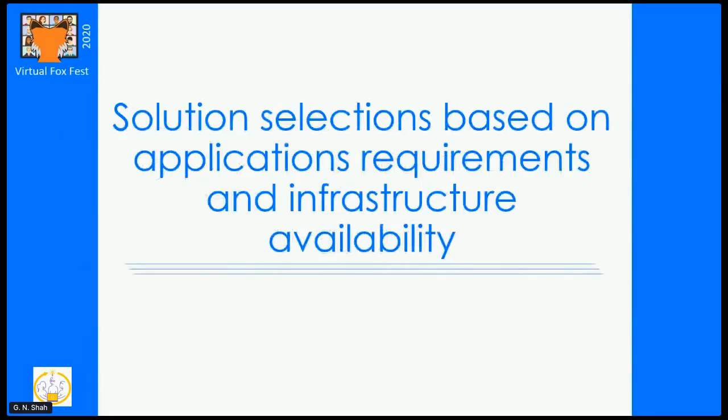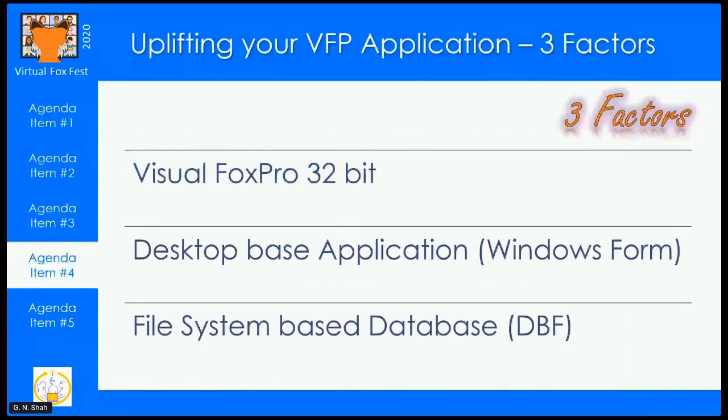So you need to select your solution based on the application requirement and infrastructure availability. For FoxPro, I always thought there are three different factors you need to consider. First, you have a 32-bit application. Then, your application is a desktop Windows Forms application. It's not a web-based application. And the most important is the file system, which is DBF. It is not a port-based system that I can connect to based on an IP address or a port. I have to have a file system configured to access my DBF. And when you're going to a cloud application, you need to make sure that every one of your users has access to those DBF files.